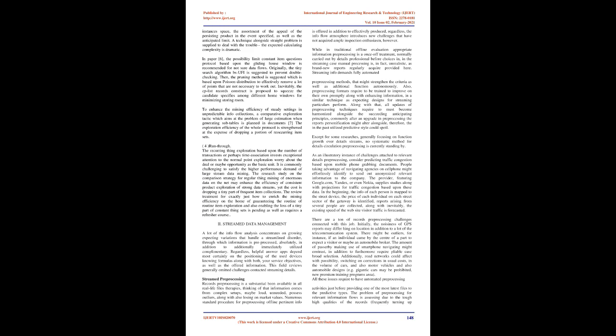In Paper 6, the probability threshold frequent item query algorithm based upon the sliding window is recommended for uncertain data streams. Originally, the tiny search algorithm BSUFI is suggested to prevent double checking. Then, the pruning method based upon Poisson distribution is suggested to effectively remove a lot of items that are not necessary to work out. Eventually, the CP list record structure is proposed to compress the candidate sets among different windows for minimizing storage space.